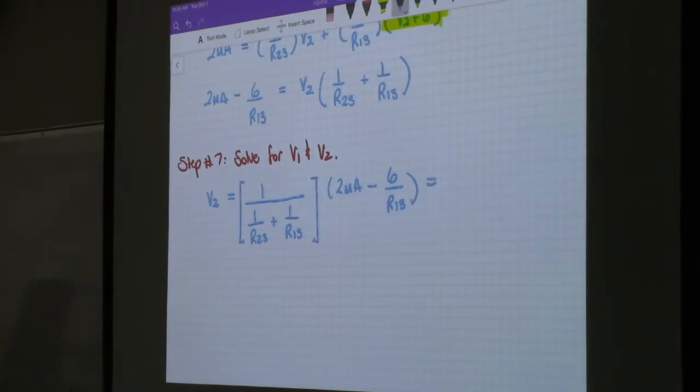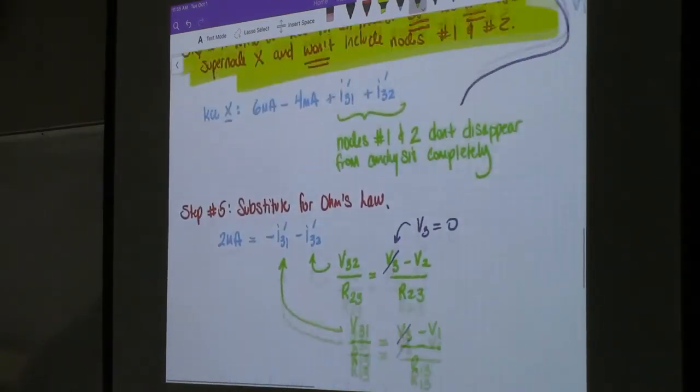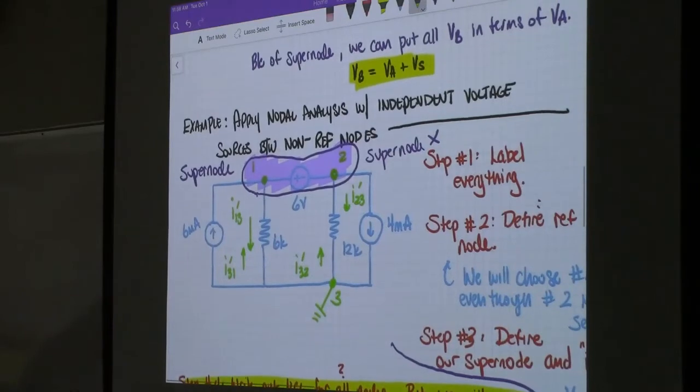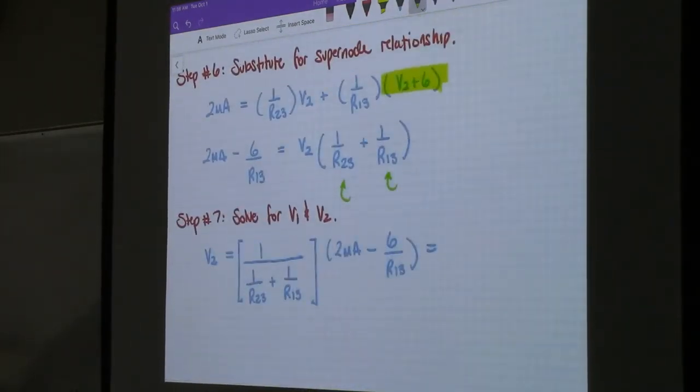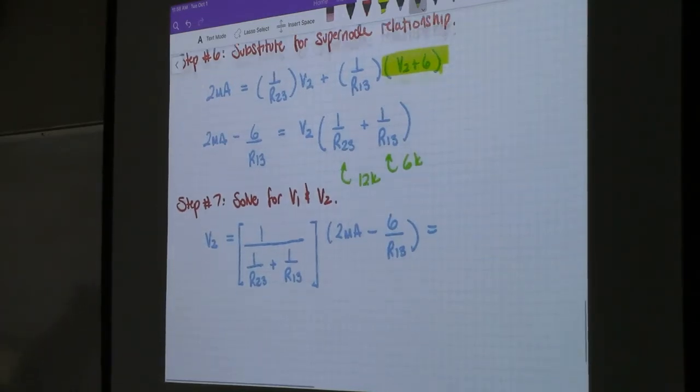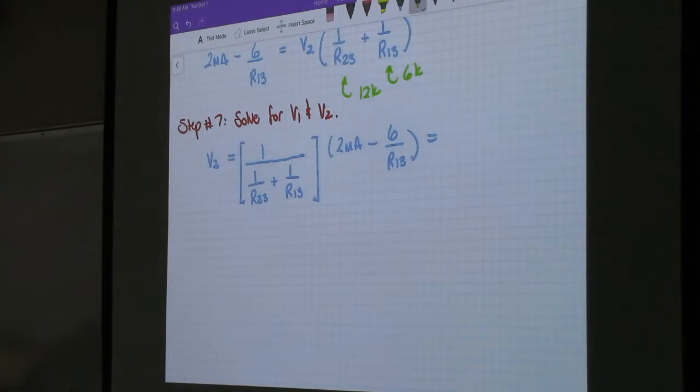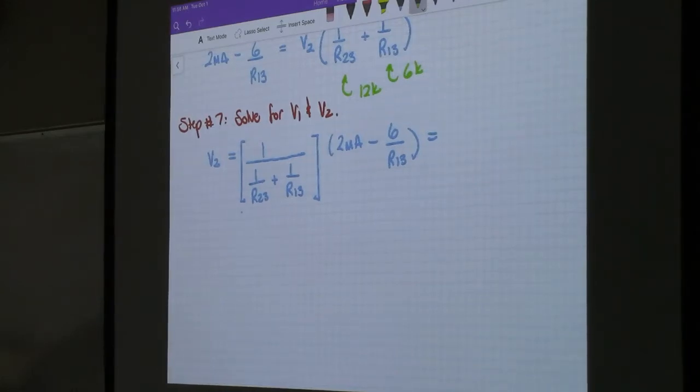Anyway, you plug in all the values. In this case, what are these values? R13 is 6,000 and R23 is 12,000. It turns out that the parallel combination of these gives you 4,000.